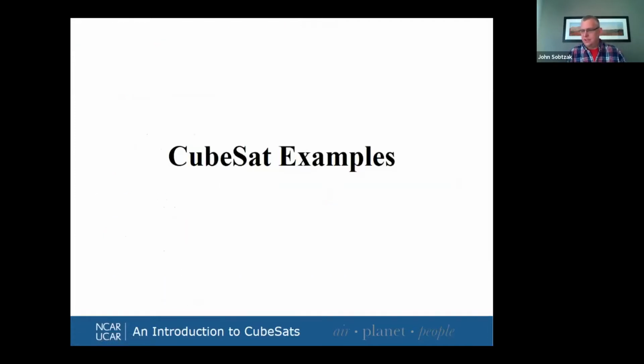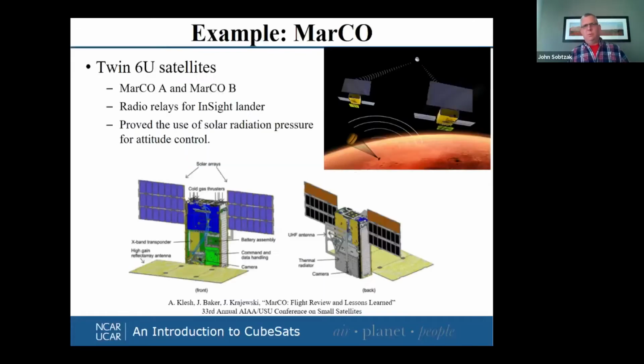Okay, let's look at some examples. Probably one of the most well-known CubeSats in recent years, because it got a lot of press, is called MarCO. These are a set of twin 6U satellites that were designed at JPL, and they were sent to Mars along with the InSight lander project. And basically, they provided radio relay links to the InSight lander as it descended into the Martian atmosphere.